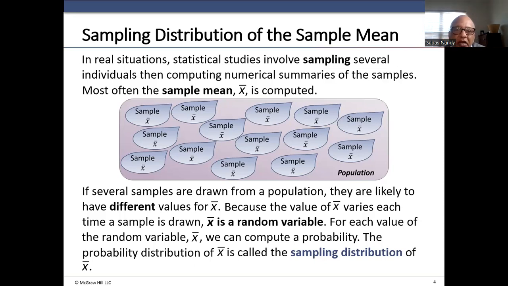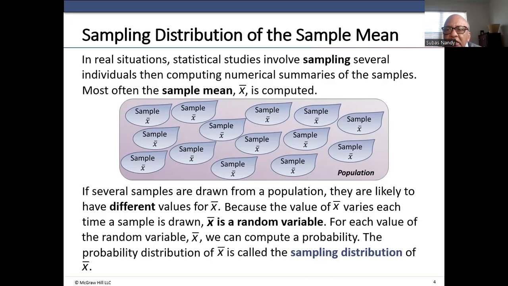So in this diagram that you see on the screen, the rectangle indicates the entire population of students, for example, and each of these oval shapes inside the rectangle is a sample of size 50. Each of them gave me a value of X bar. So now I have 100 values of X bar. Why? Because I have 100 samples of size 50.